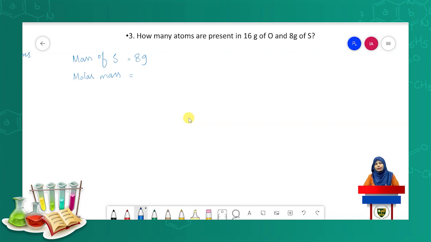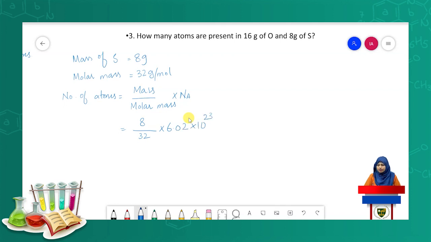That's why the answer was the same as Avogadro's number. But in this case, this is going to change because the molar mass of sulfur is 32 grams per mole, and the formula will remain the same. Number of atoms equals mass divided by molar mass multiplied by Avogadro's number.